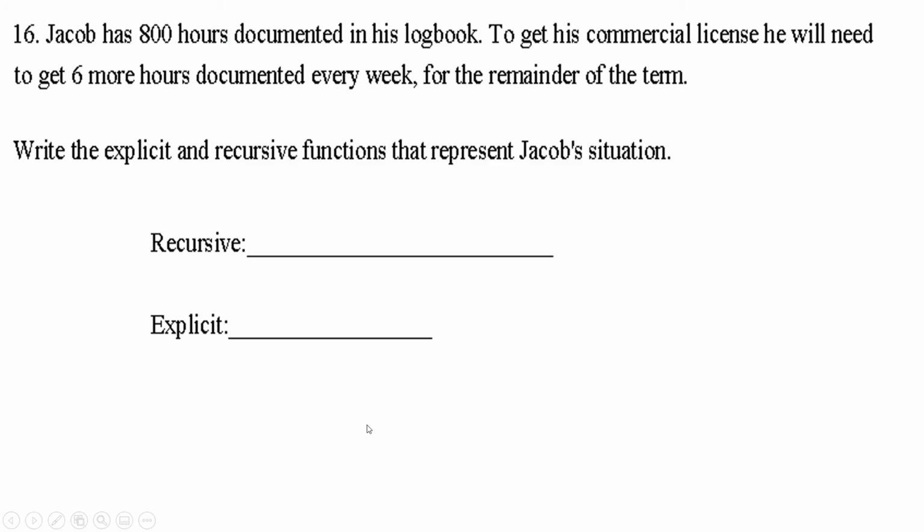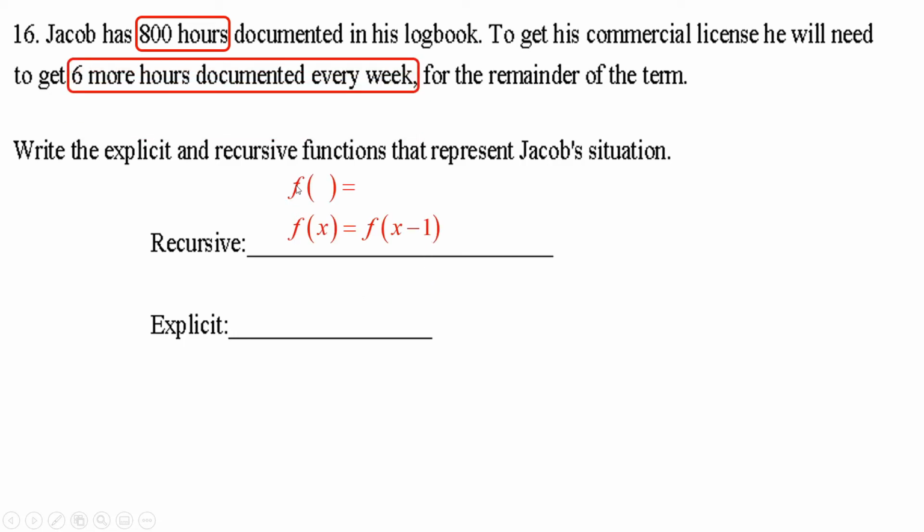Number 16. Jacob has 800 hours documented in his logbook. To get his commercial license, which he has already done by the way, he will need to get 6 more hours documented every week for the remainder of the term. Write the explicit and recursive functions that represent Jacob's situation. So recursive, that's easy. Okay, well, Jacob right now has 800 hours. So I'd start off with f of 0 equals 800.